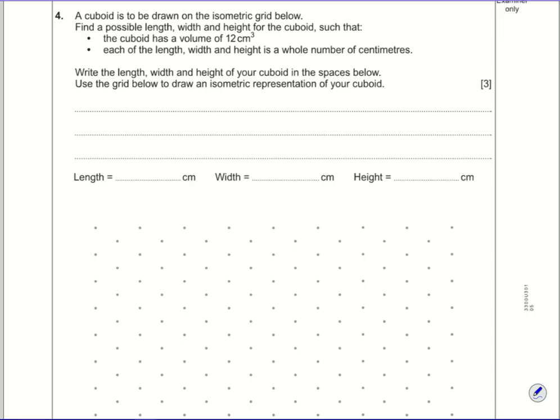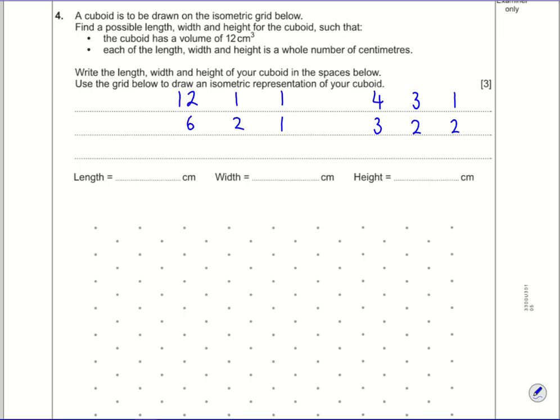I mean, the most simple option would be 12 times 1 times 1, which would be a very, very long, thin cuboid. You can go with 6, 2, 1. That's 3 numbers that multiply to make 12. You've got 4, 3 and 1 as the dimensions, or even 3, 2 and 2. So any of those 4 combinations in any order will get you those first couple of marks.